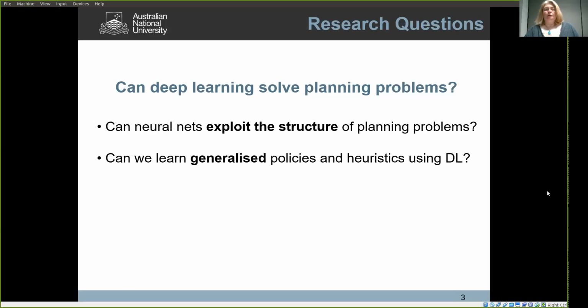Now, moreover, rather than learning to solve specific problems characterized by a specific set of objects, initial state, and goal, we thought it would be much more exciting to learn generalized policies that are applicable to any problem in a given domain. For instance, a policy that is applicable to all blocks world problems, regardless of the number of blocks. We also wanted to learn heuristics that generalize not only across the number of objects, but also across domains, very much like domain-independent heuristics do.